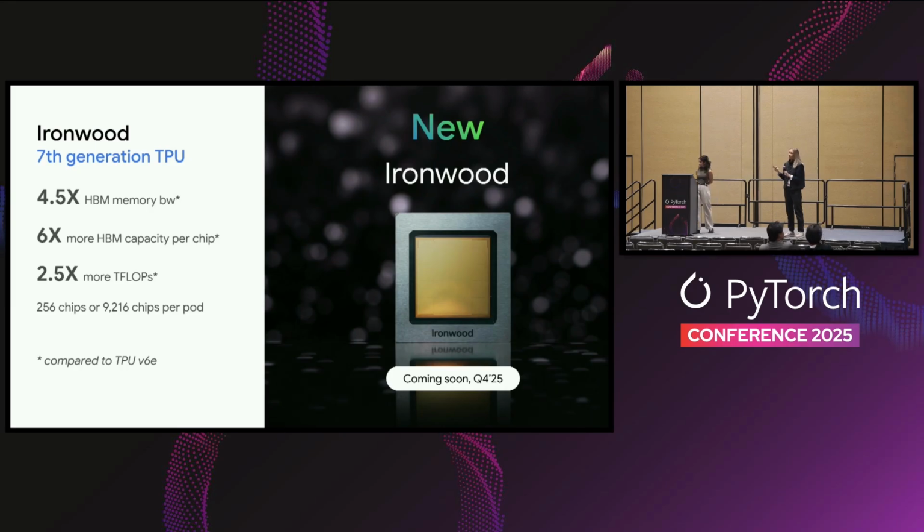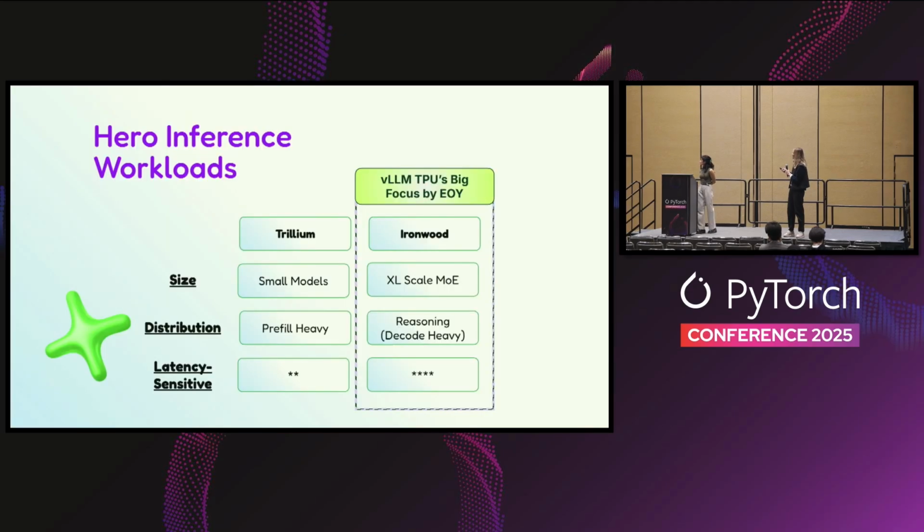The scale out of Ironwood over ICI, which is our fast interconnect for TPUs, can scale up to 9,000 chips, which is really like a massive pod, probably not needed for inference, but just in case we have some training folks in the room. So again, this is what we're working on next. Trillium: small models, prefill heavy, latency sensitive. If you're very latency sensitive, Trillium might not be the chip for you. So our focus now is really on Ironwood.